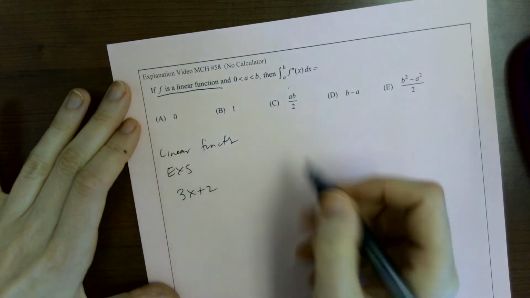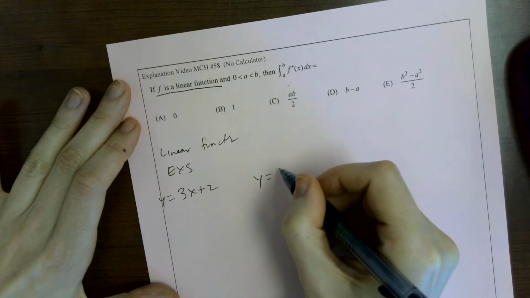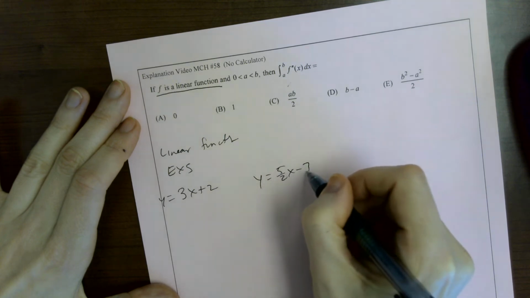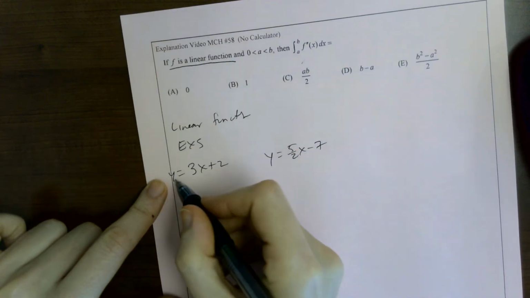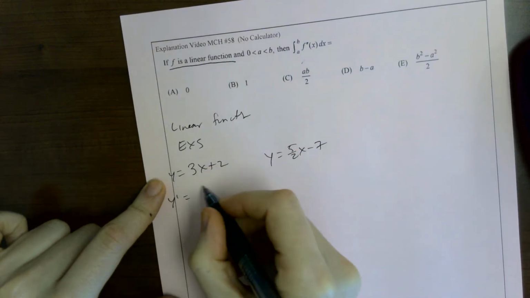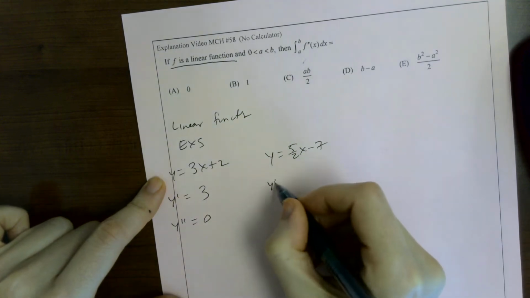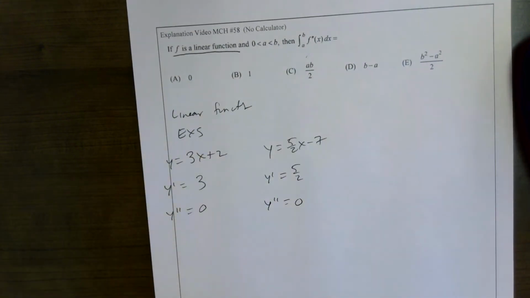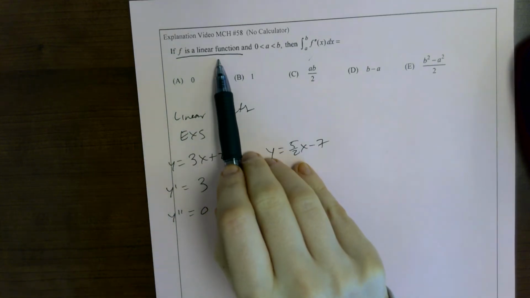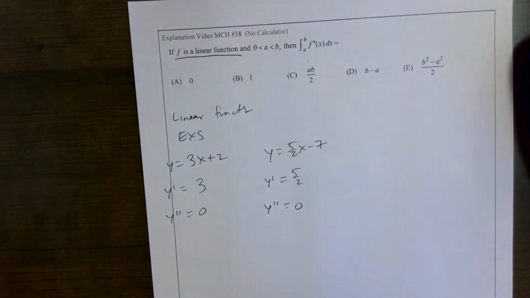3x plus 2, y equals 5 halves x minus 7. Okay, these are lines. So let's take their derivative. The first derivative of this would just be 3. The second derivative would be 0. The first derivative of this would be 5 halves. The second derivative would be 0. So guys, by telling you that f is a linear function, they're telling you that f double prime is 0.